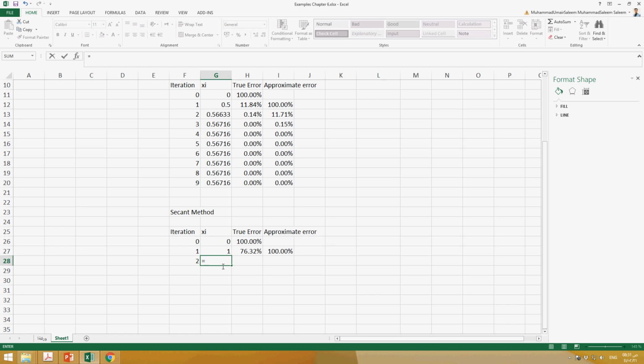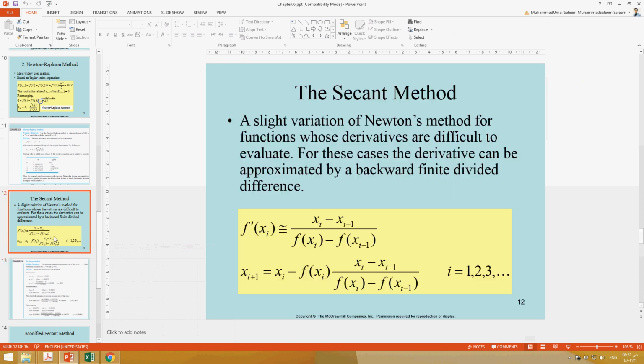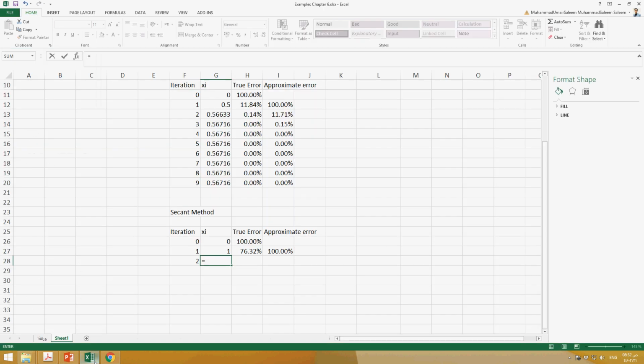Okay, so how can we find xi plus 1? In xi plus 1 we actually have this equation: xi minus f(xi) multiplied by this, divided by this. So this is xi, this is xi, this is xi minus 1. So this is xi, this value, minus, I'm writing in xi plus 1, this is xi, and this is xi minus 1.